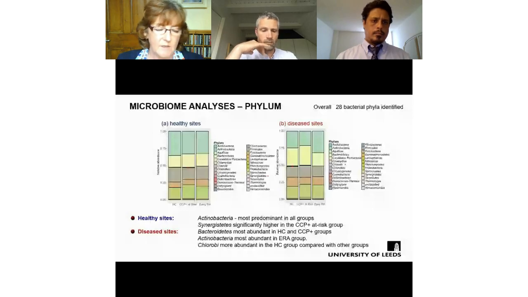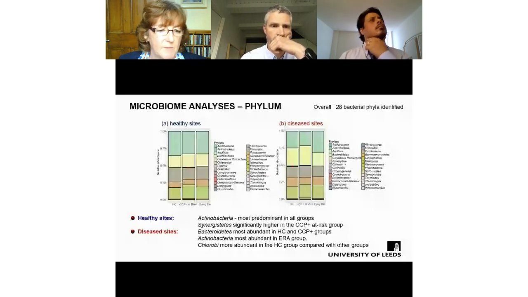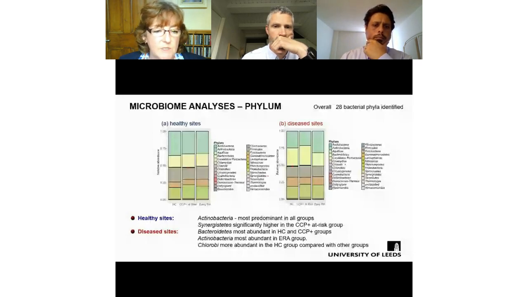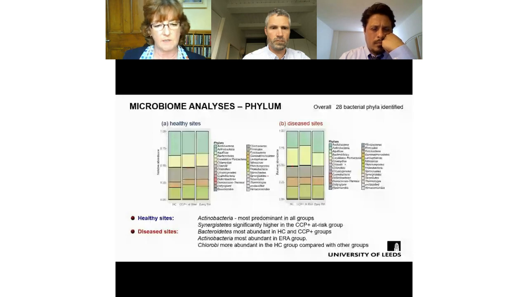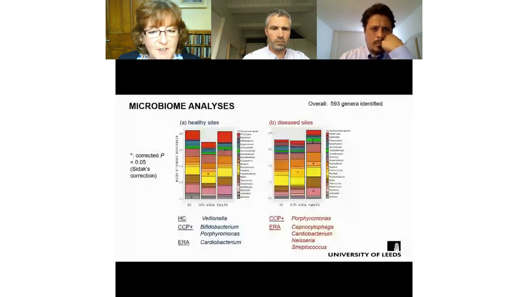Looking at phyla, there were, possibly not great surprises, but in terms of healthy sites, actinobacteria were the most predominant in all groups. We found synergistetes were significantly higher in the at-risk group. In disease sites, the Bacteroidetes were the most abundant in the healthy control and the at-risk groups. And another significant difference here was actinobacteria were abundant in the early. Sorry, I've got that wrong, haven't I? I haven't got a star there, but anyway, I will move on.